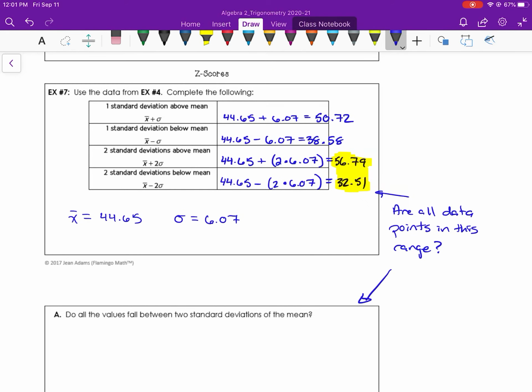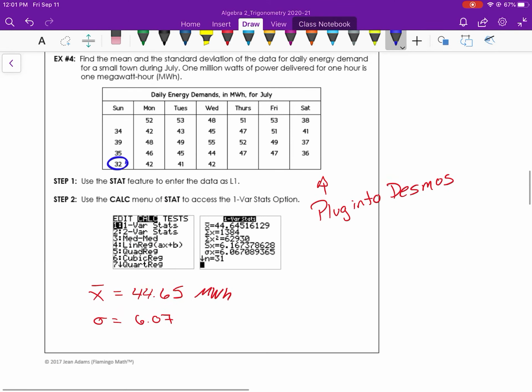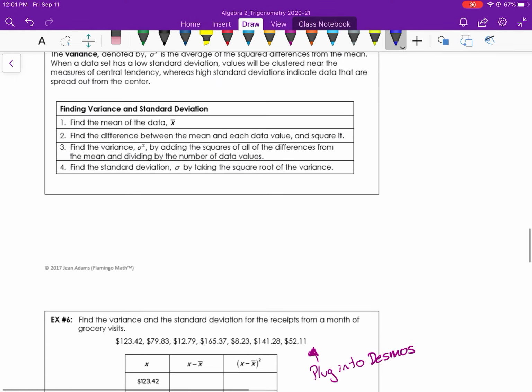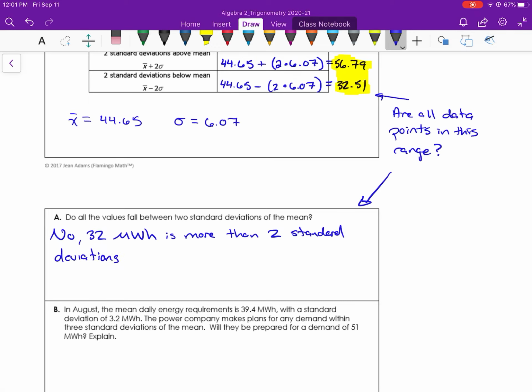So the lowest number is 32.51, the highest is 56.79. Let's go up to example 4 real fast. Look at our data, and we have 32 right here, and that's below 32.51. So, boom, we're already done. The answer is no. 32 megawatt hours is more than 2 standard deviations below the mean.